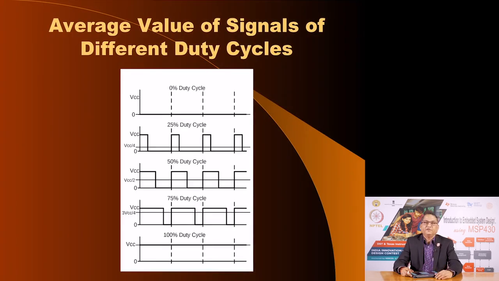Here are examples of the average values of the PWM signal. In this case, there is no waveform, therefore, the average value is 0. Here the on time is 25% of the total time. This is the total time, the on time is 25%, therefore, the average voltage is VCC by 4. Here it is 50%. So, the average voltage is 50%, VCC by 2. In this case, it is 3/4 of VCC, because the duty cycle is 75%, and if the output is continuously high, the duty cycle is 100%, and so you get full VCC out.